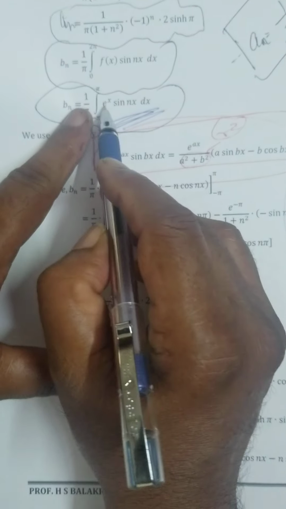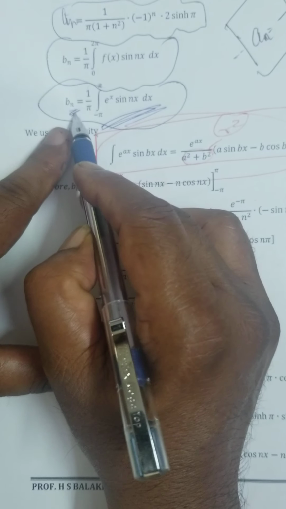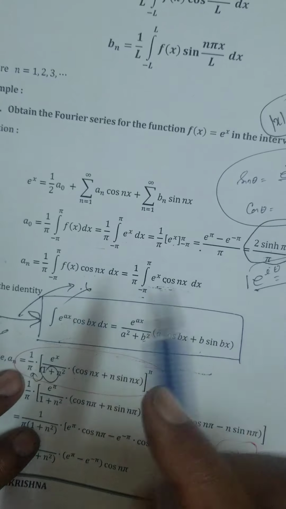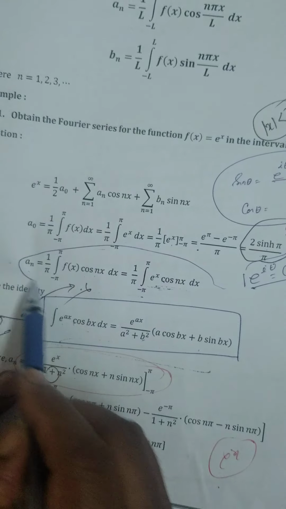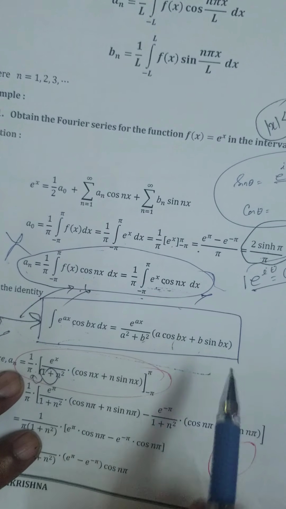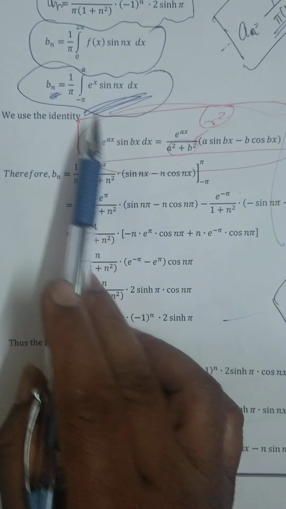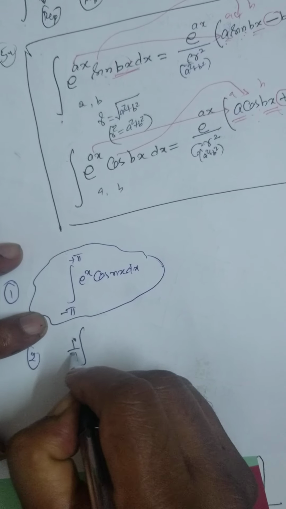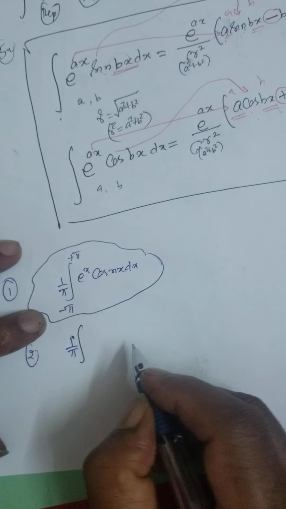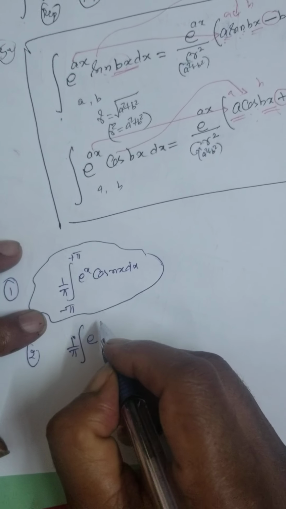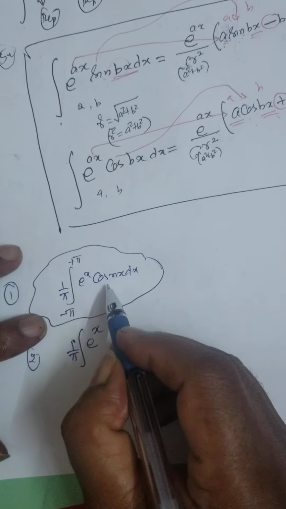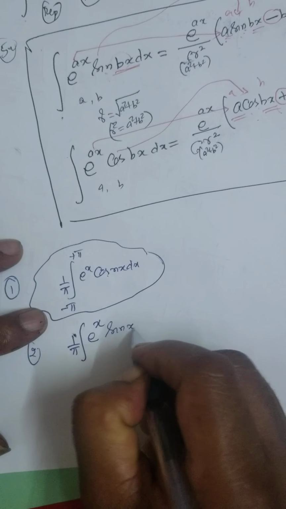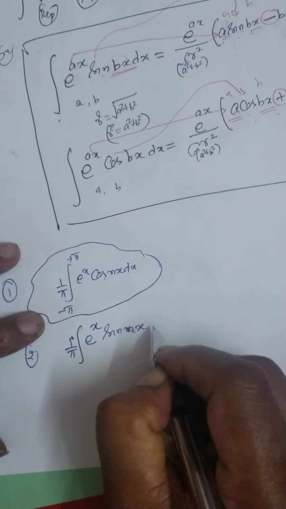This particular problem, that is evaluation of Bn. This is evaluation of An. Here only you will get stuck, where we are going to use this formula. That problem only I am going to do, not anything else related to this. Another problem which I am going to do is integration of, simply I will add it, 1 by pi, e to the power of x, instead of cos nx, sin nx dx.